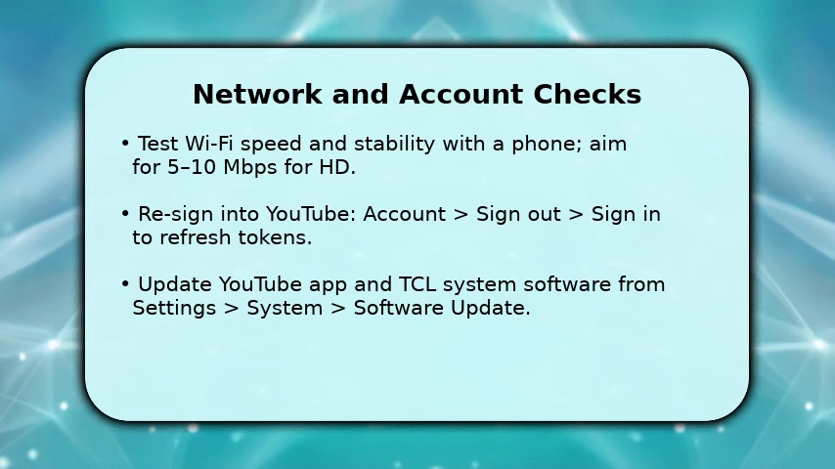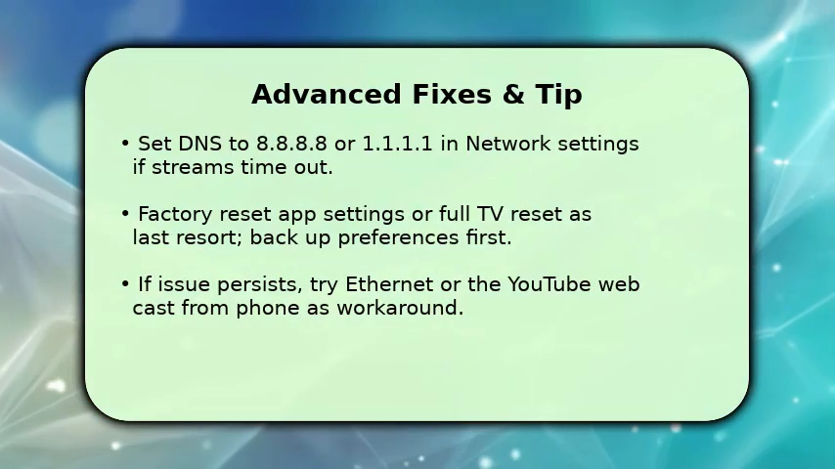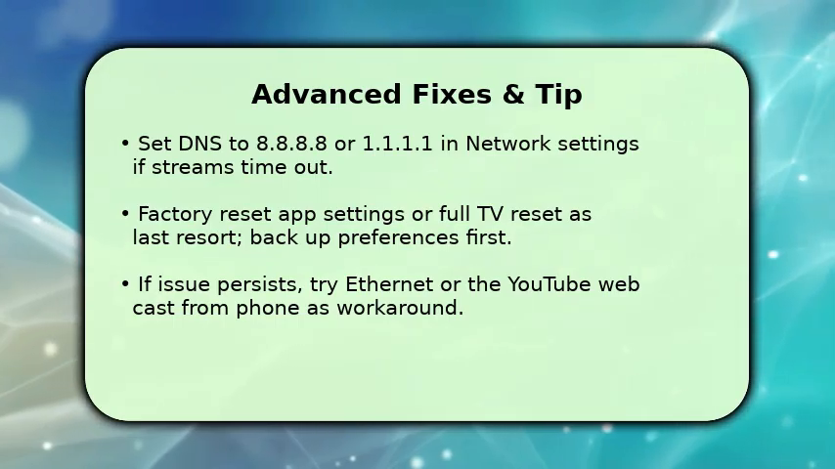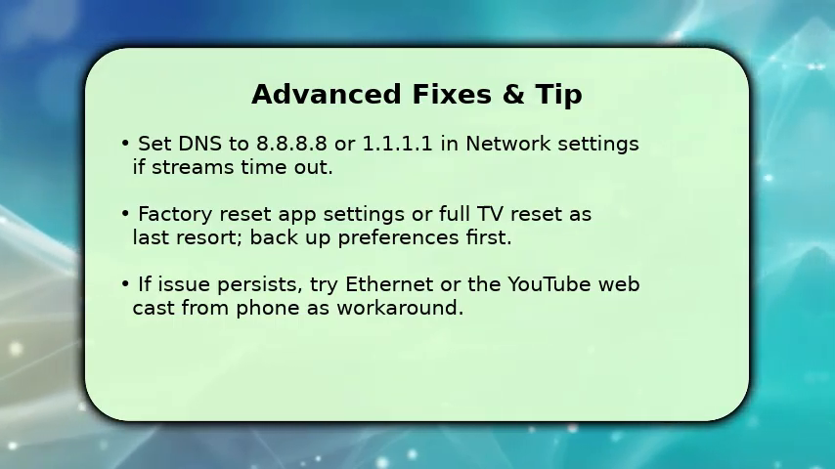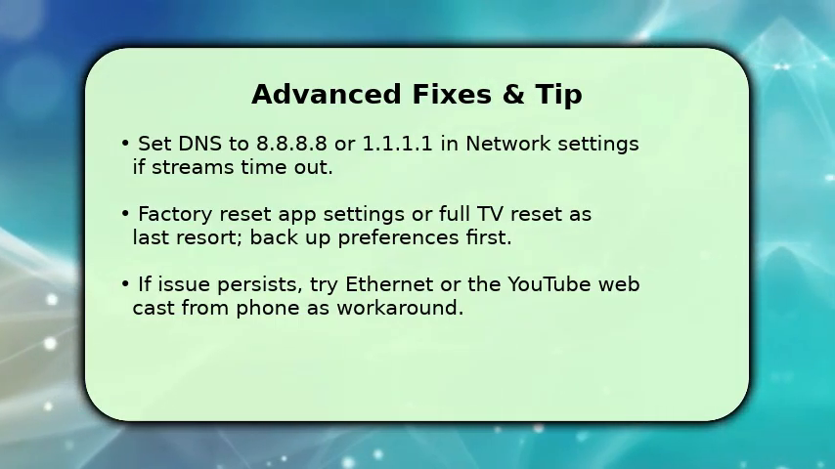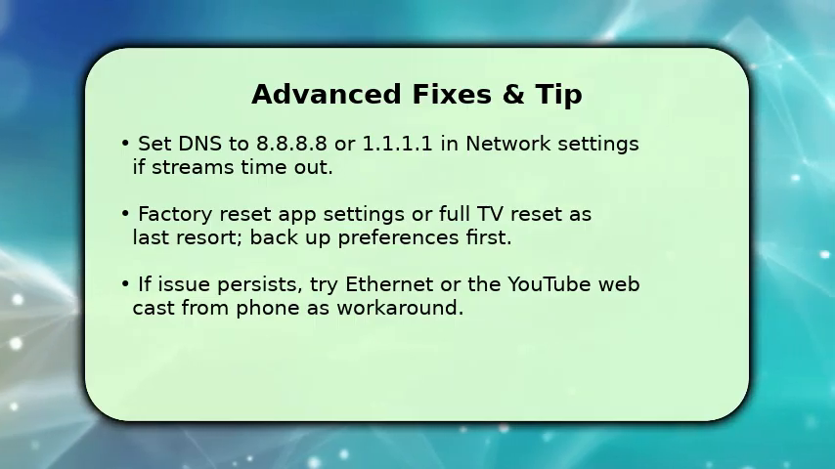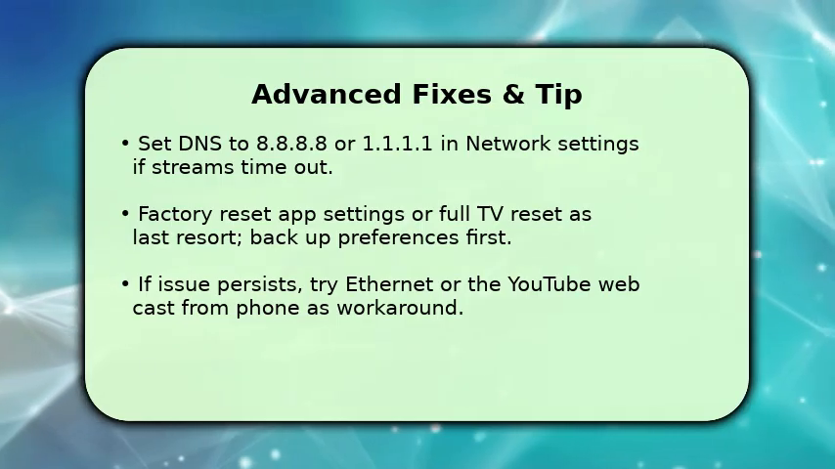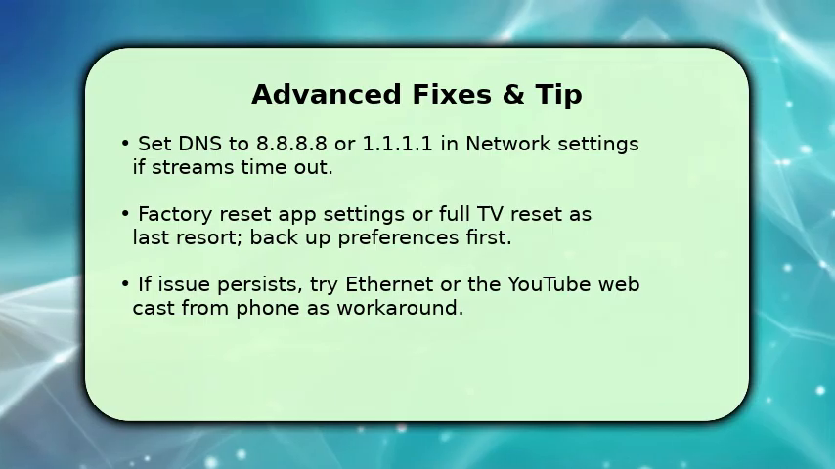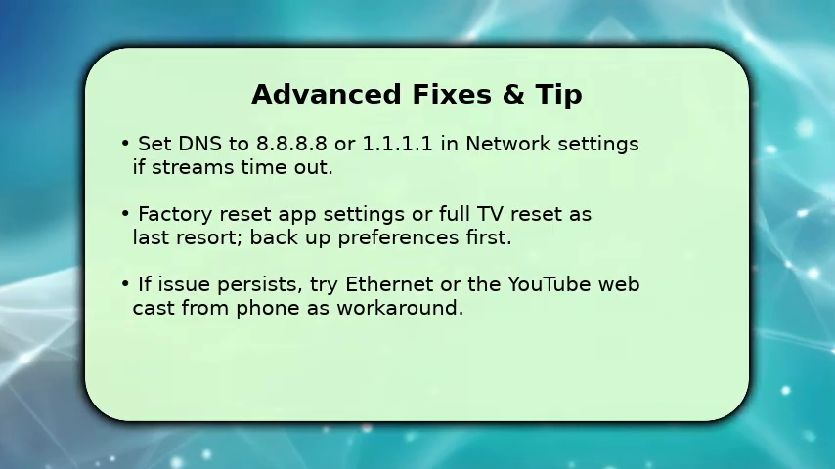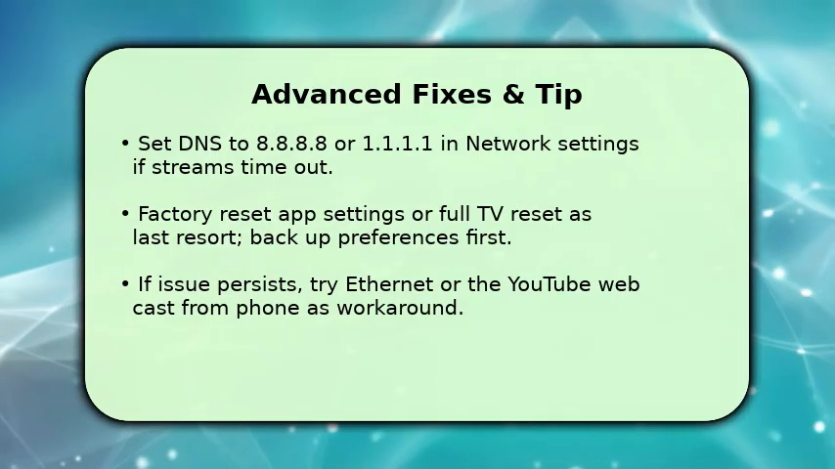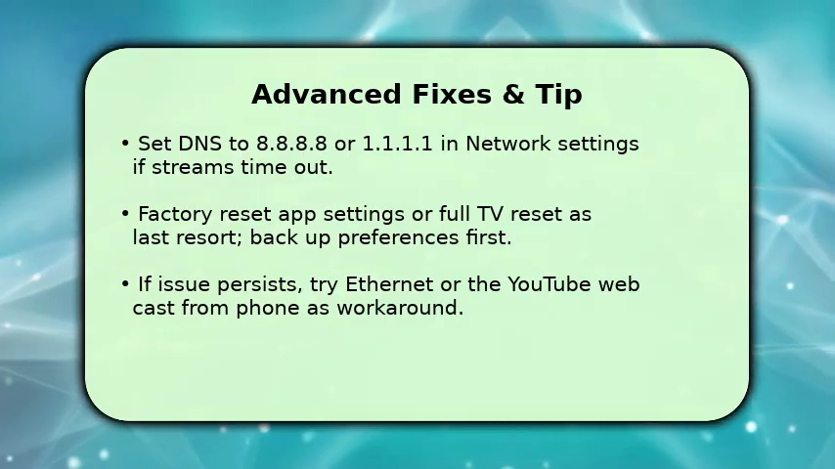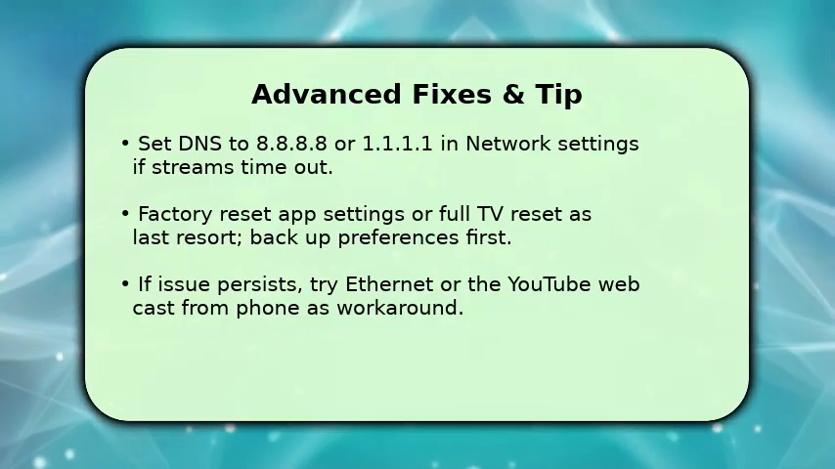Finally, apply advanced steps only if earlier fixes fail. Change DNS to 8.8.8.8 or 1.1.1.1 in network settings to avoid slow resolvers. This often fixes buffering and load failures. If problems persist, reset app settings or perform a full TV factory reset after backing up settings, because corrupted system files can block the app. One troubleshooting tip: try a wired Ethernet connection or cast from your phone as a temporary workaround.